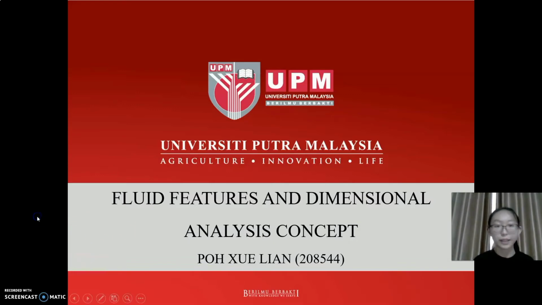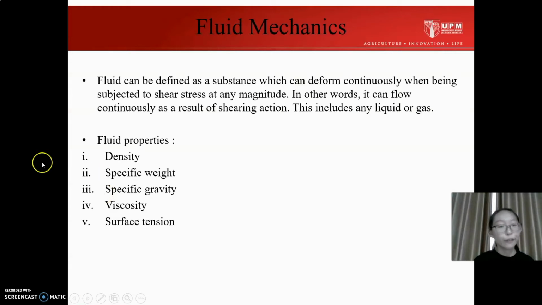For fluid mechanics, a fluid can be defined as a substance which can deform continuously when being subjected to shear stress at any magnitude. In other words, it can flow continuously as a result of shearing actions. These include any liquid or gases. There are 5 fluid properties, that is, density, specific weight, specific gravity, viscosity, and surface tension.